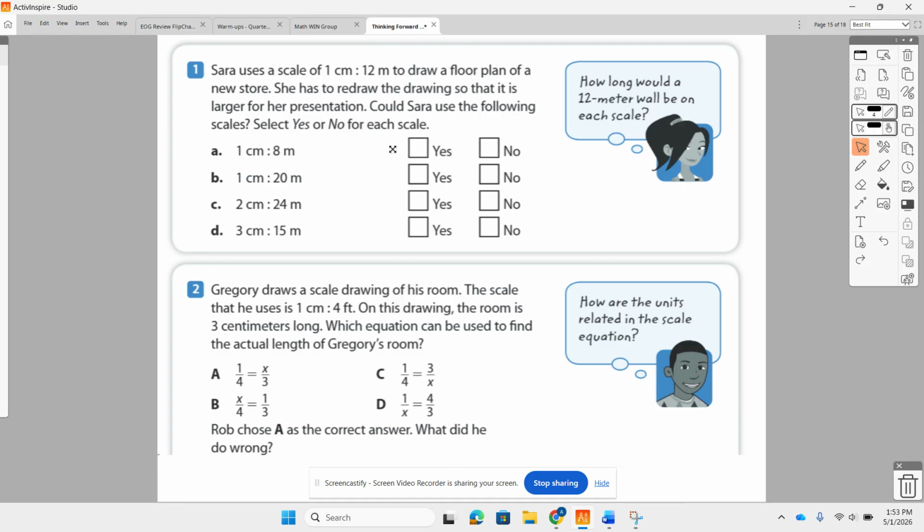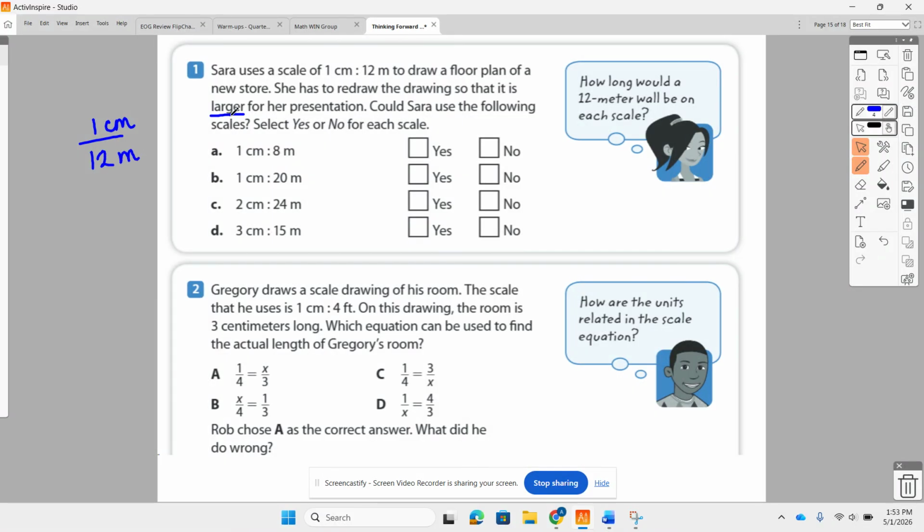Sarah uses a scale of 1 centimeter to 12 meters to draw a floor plan of a new store. She has to redraw the drawing so that it is larger for her presentation. Could Sarah use the following scales? Select yes or no for each scale. So her original scale is 1 centimeter to 12 meters.